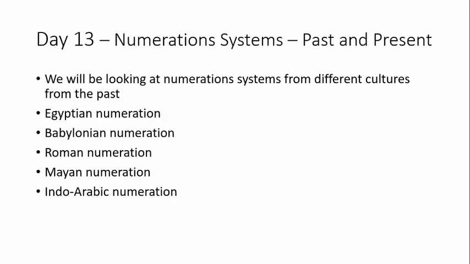Today we're going to be looking at some elements from the history of mathematics. We're going to be looking at the numeration systems from the past. We'll take a look at the Egyptian numeration system and the Babylonian, Roman, and the Mayan, and then finally the Indo-Arabic numeration system.